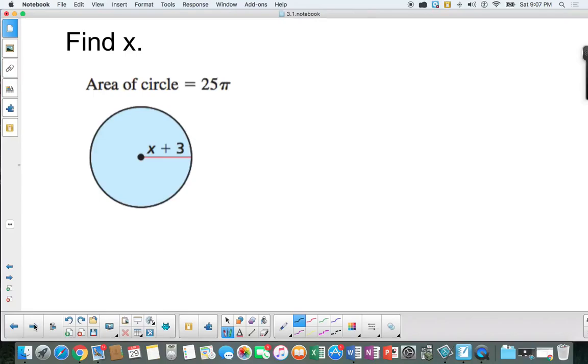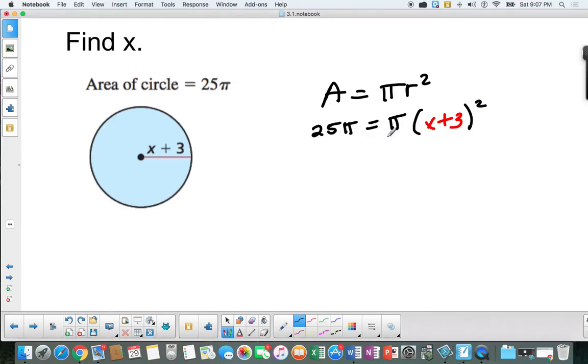Okay, let's go ahead and apply this in a geometry format. We have an area and we'd like to figure out what x is. Remember, area is equal to pi r squared. We know the area is 25 pi, and our radius is x plus 3. So I am going to divide both sides by pi, and I get 25 is equal to x plus 3 squared, and I'm going to take the square root of both sides.